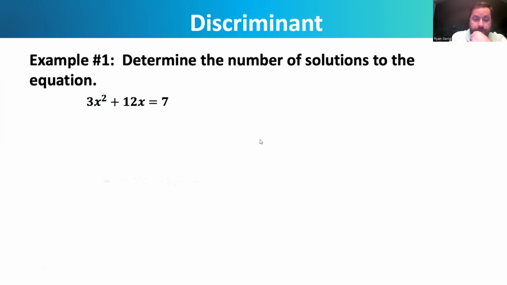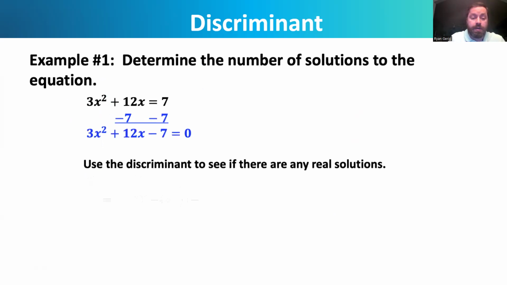So let's go ahead and do an example. First thing I'm going to do is get it equal to 0. So I'm going to subtract 7. A is 3. B is 12. C is negative 7. So plug them in. Make sure you're using parentheses still.